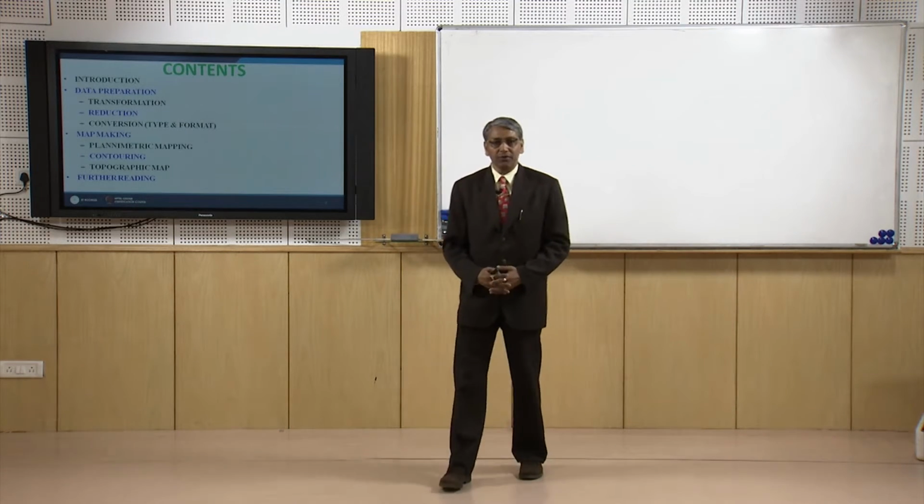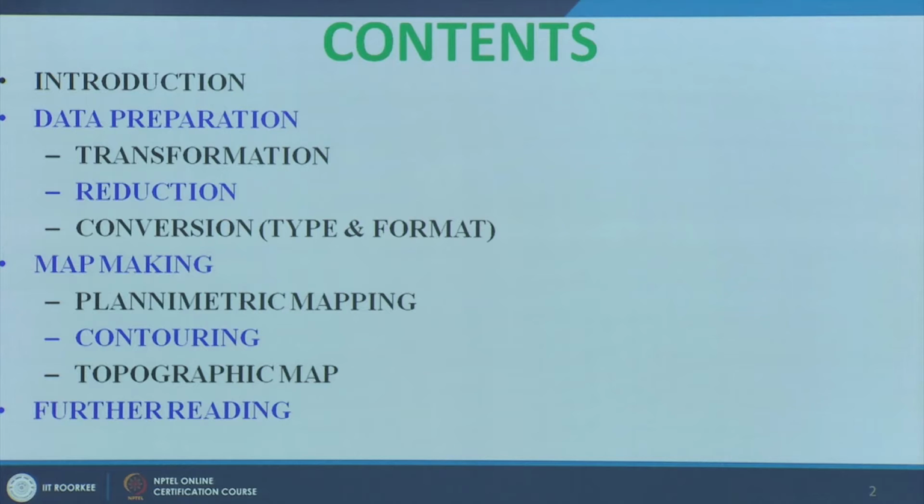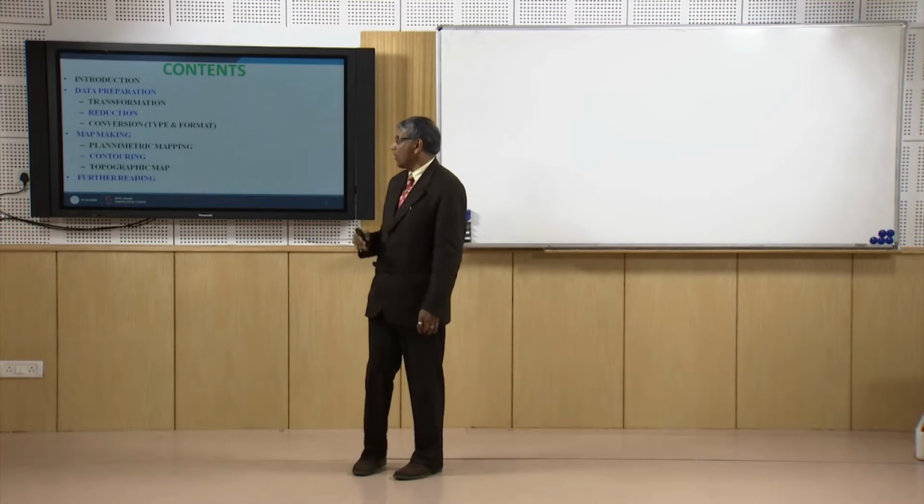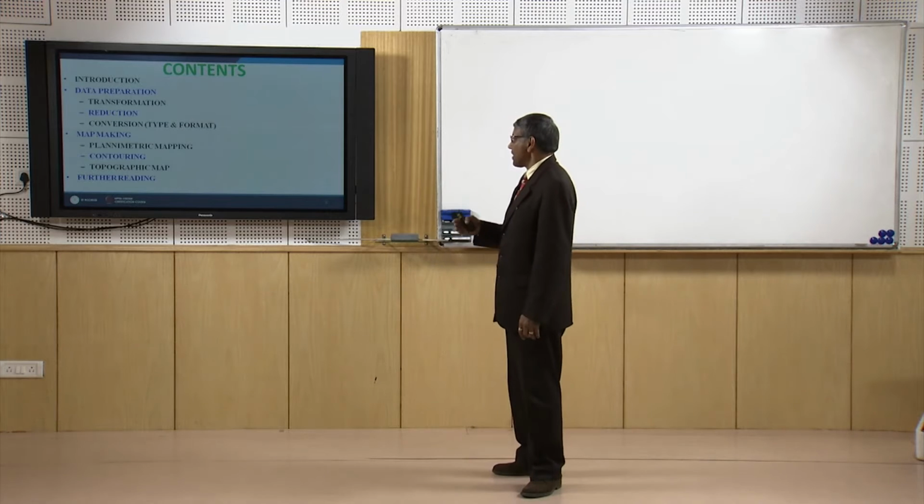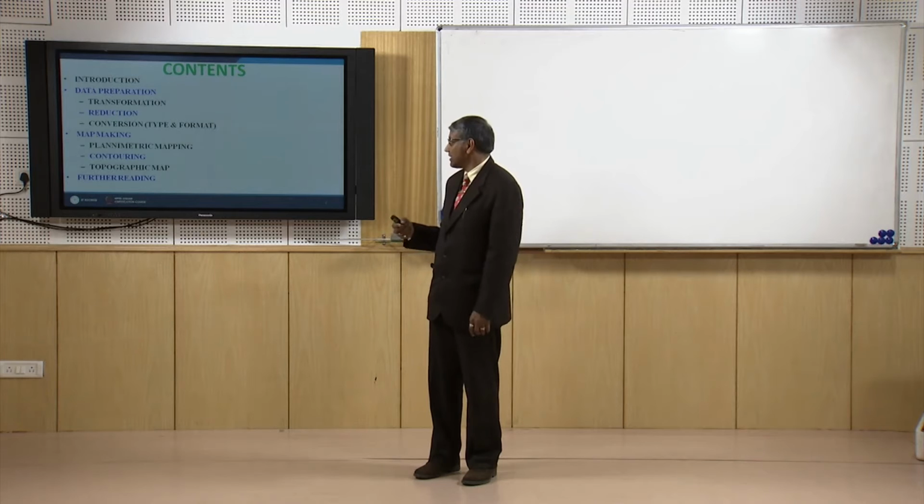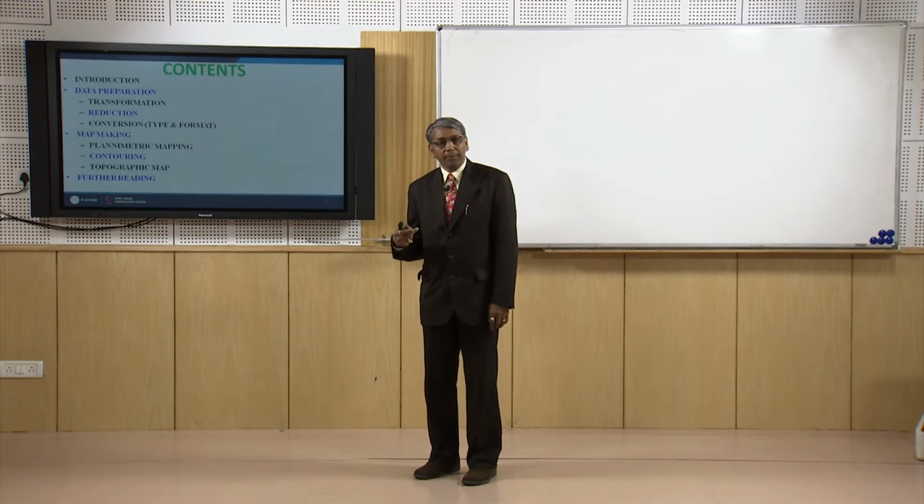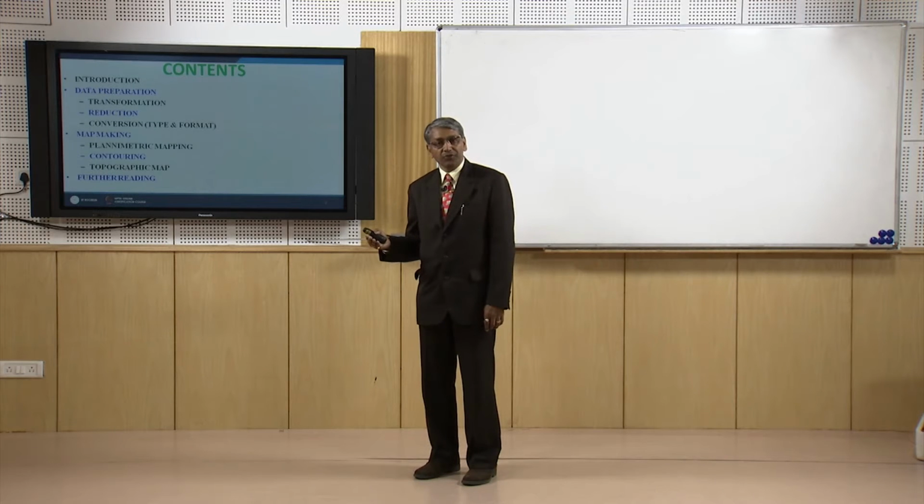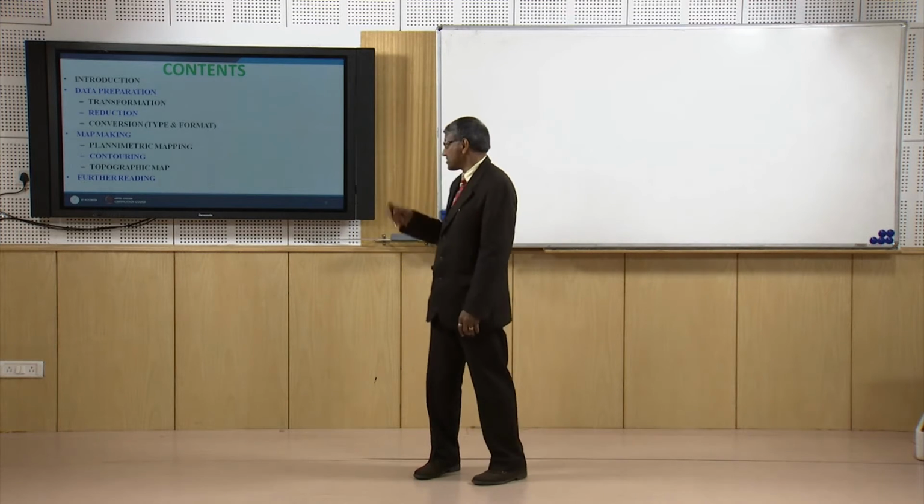First I will introduce, then the data preparation. Actually data preparation will be done under 3 heads: transformation, reduction and conversion, and then map making. I will show you how to make the planimetric map using a software, then contouring using another software, then how both these maps have to be registered or converted to a topographic map, followed by further discussion.